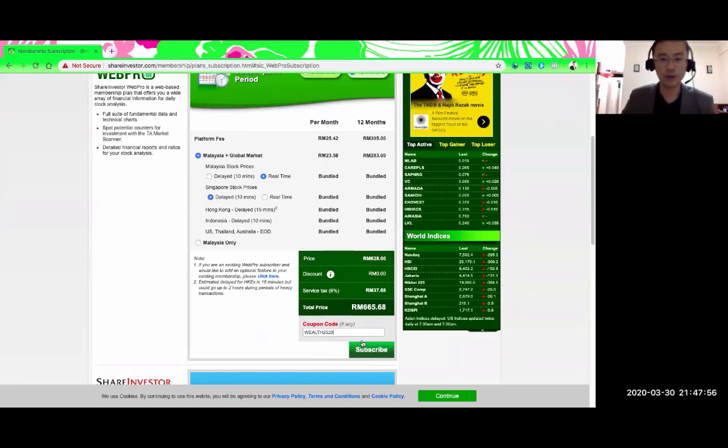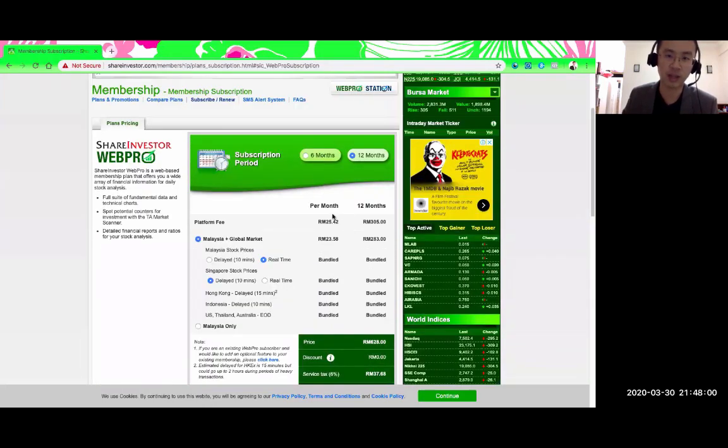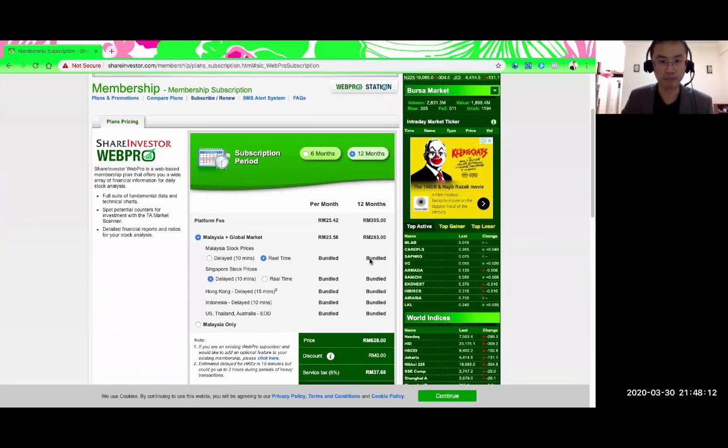If you feel 600 is a bit expensive, you want a shorter version, then you get 6 months. Of course, if you count 6 months, it's not so worth it. 12 months is more worth it because you buy more. You buy a longer period, then the price on a per month basis is cheaper.